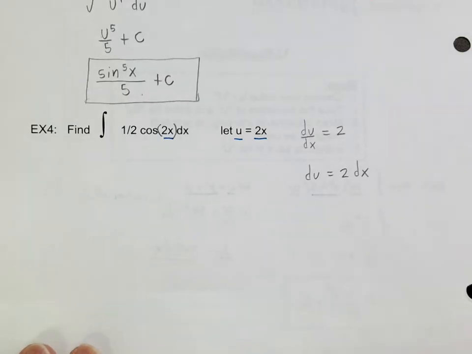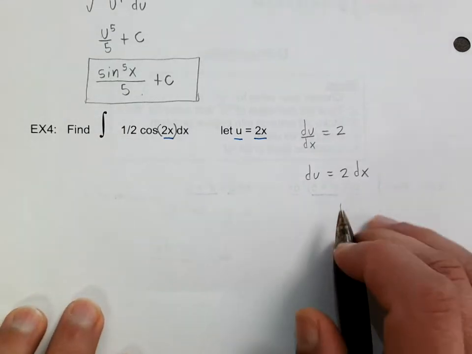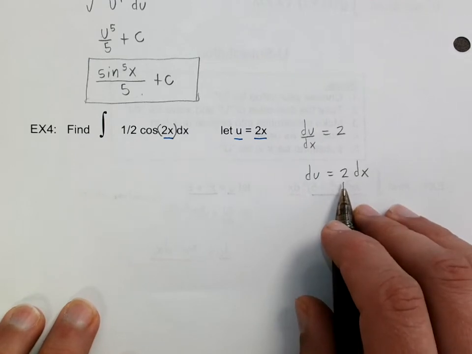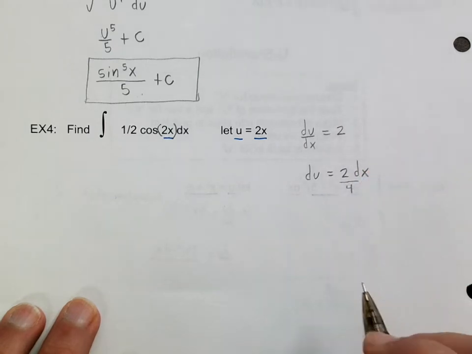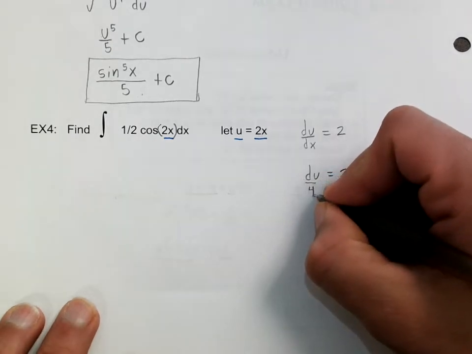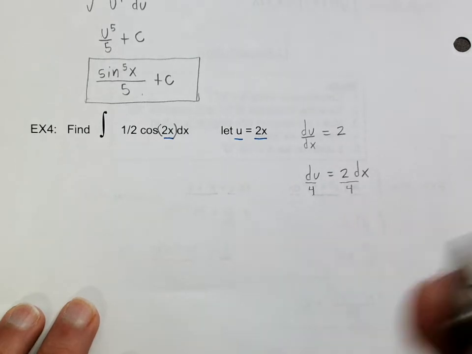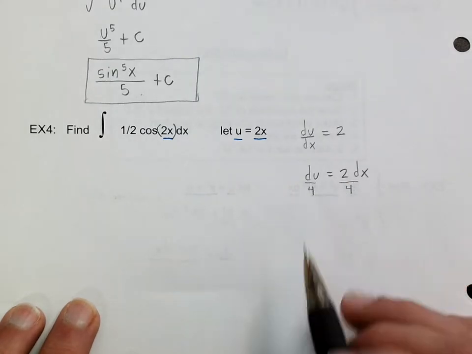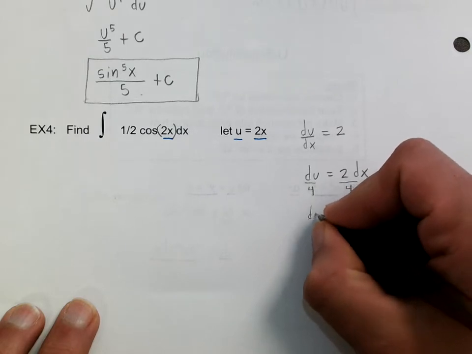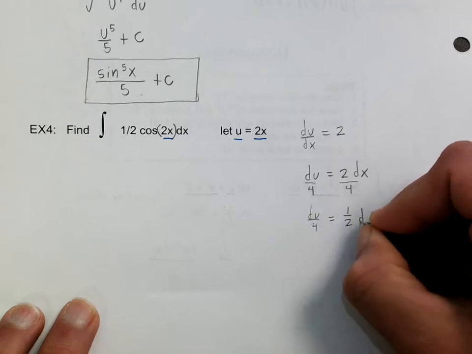Alright, so at that point, you need to figure out a way to turn this 2 into a 1/2. And hopefully it won't take you too long to realize that if you divide this by 4, well, that's going to give you a 1/2 dx. But also you can divide this by 4. Okay? So if you divide this by 4, you have to do it to the other side. So all those rules from who knows how long ago that you learned, you have to do them here. So again, if you divide this by 4, I have to divide this by 4. So that means that du over 4 is equal to 1/2 dx.